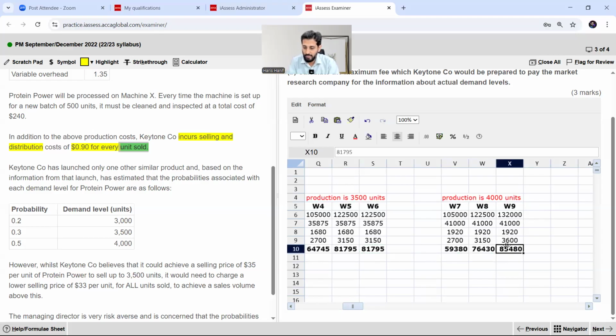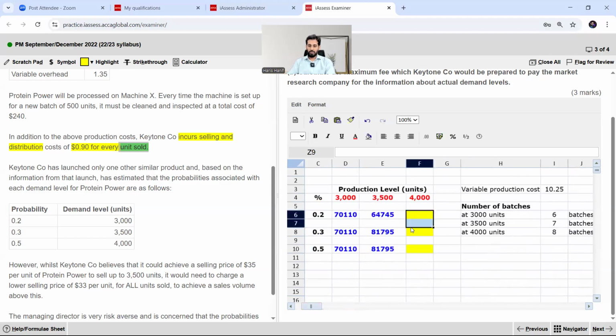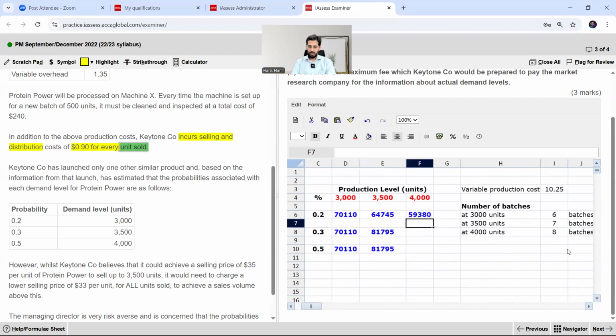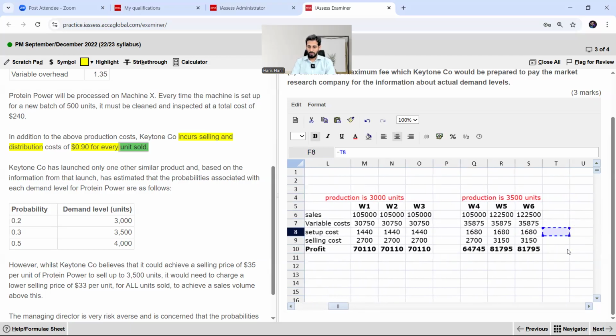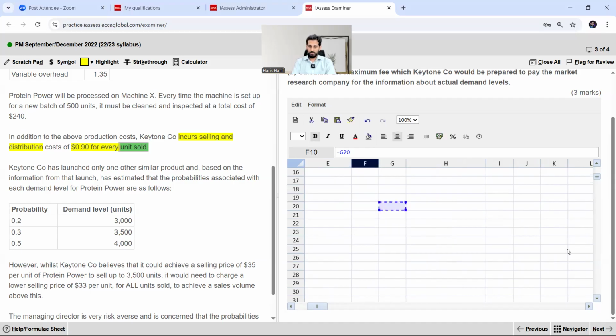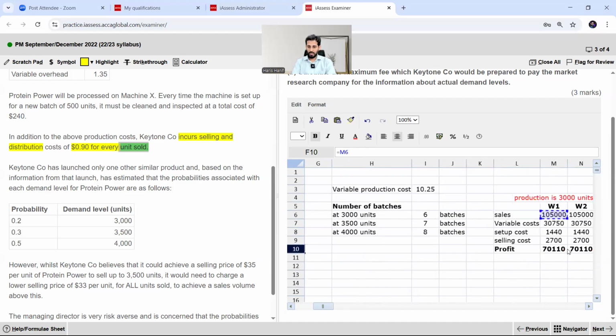Now this is my profit figure, right? So I have computed these three profit figures for working number 7, 8 and 9. Now what I have to do is simply follow the same way, is equal to working 7, is equal to working 8, is equal to working number 9.